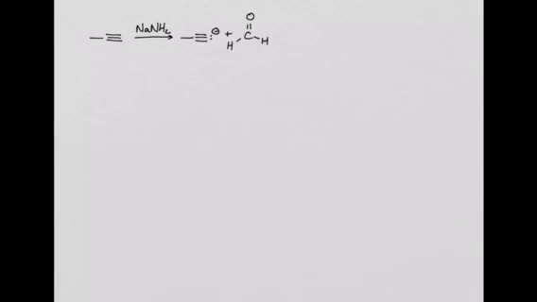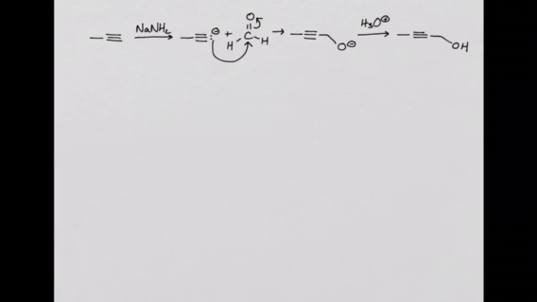The nucleophile attacks the carbonyl compound, creating the tetrahedral intermediate. In the final step, an acidic workup is used to protonate the alcohol. When formaldehyde is used as the carbonyl compound, we create a primary alcohol as the product.